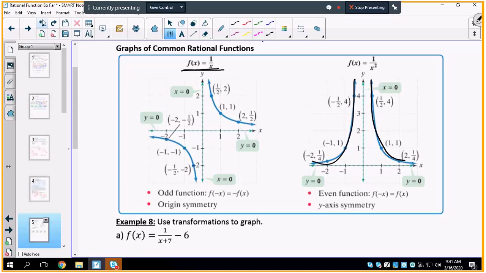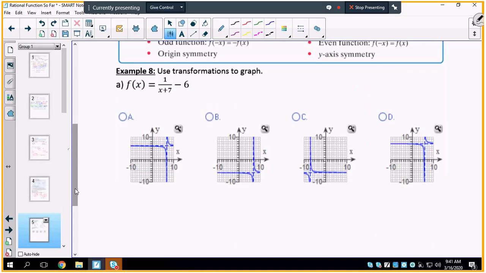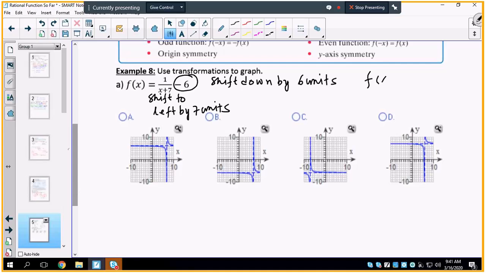If you recall these two graphs as your parent functions, then you can use them with transformations in order to understand the graph of the next function. So see, when I say 1 over x plus 7, this is a shift to the left by 7 units, whereas this one is a shift downwards by 6 units. Together, remember the function I'm talking about is f(x) = 1/x. If I shift it down by 6 units and left by 7 units, then I get this one.